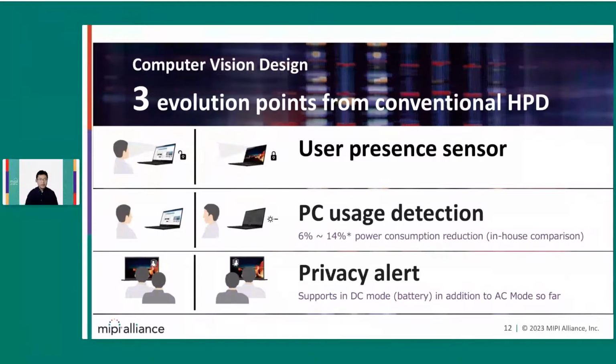implementation. And the third one is the privacy alert. It also supports DC mode. So far we could implement this feature on the CPU, using the CPU to detect it, but in this case, as mentioned, we implement a low power solution for this privacy alert. So even in DC mode, where only the battery drives the whole system, we can also have this feature online.